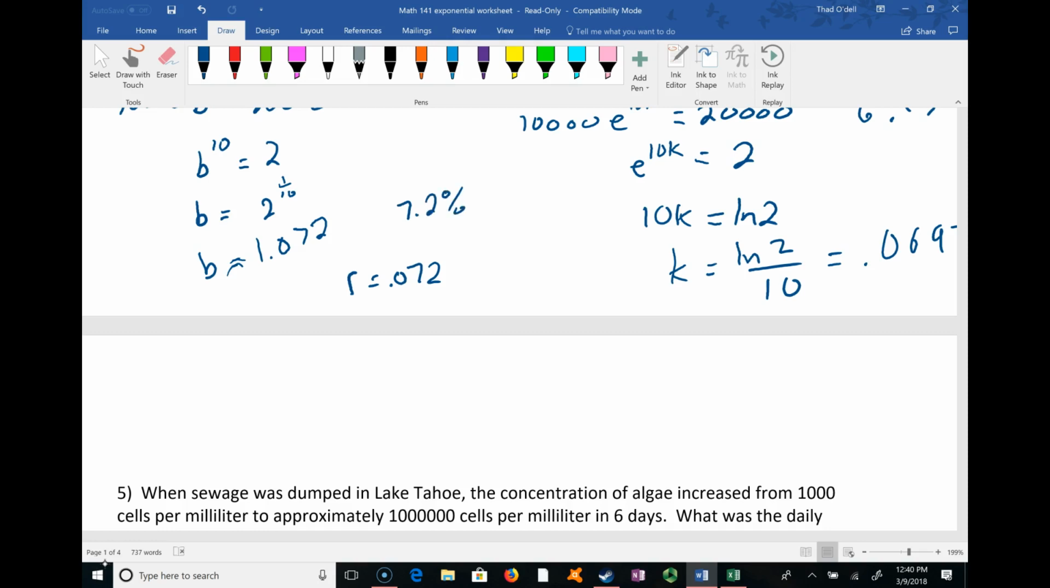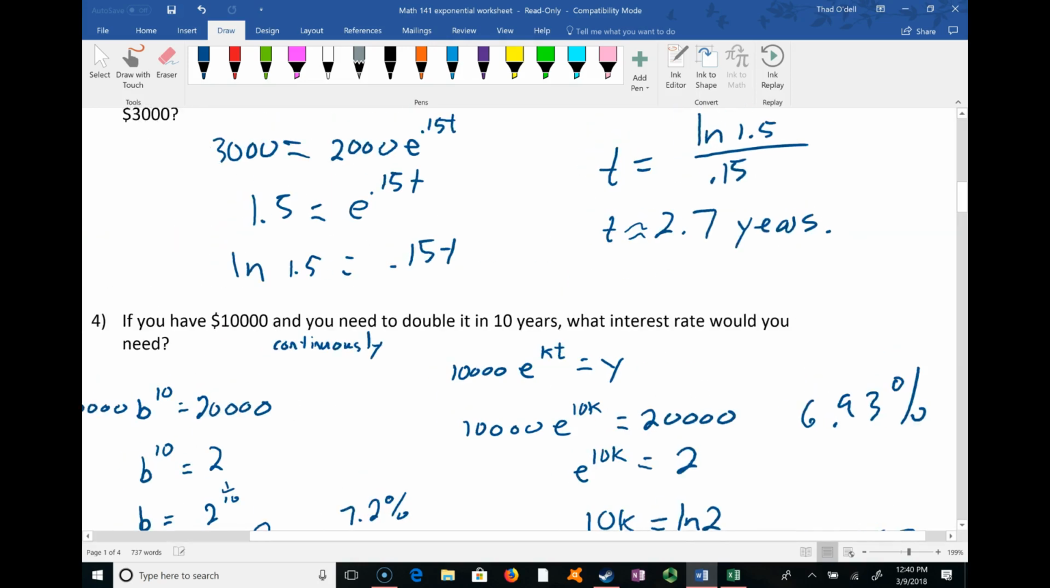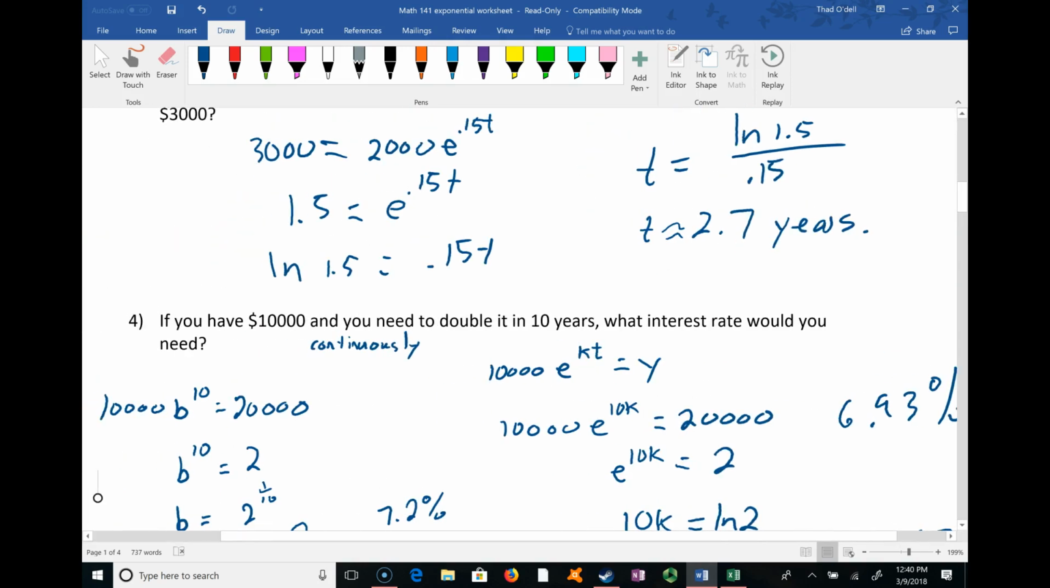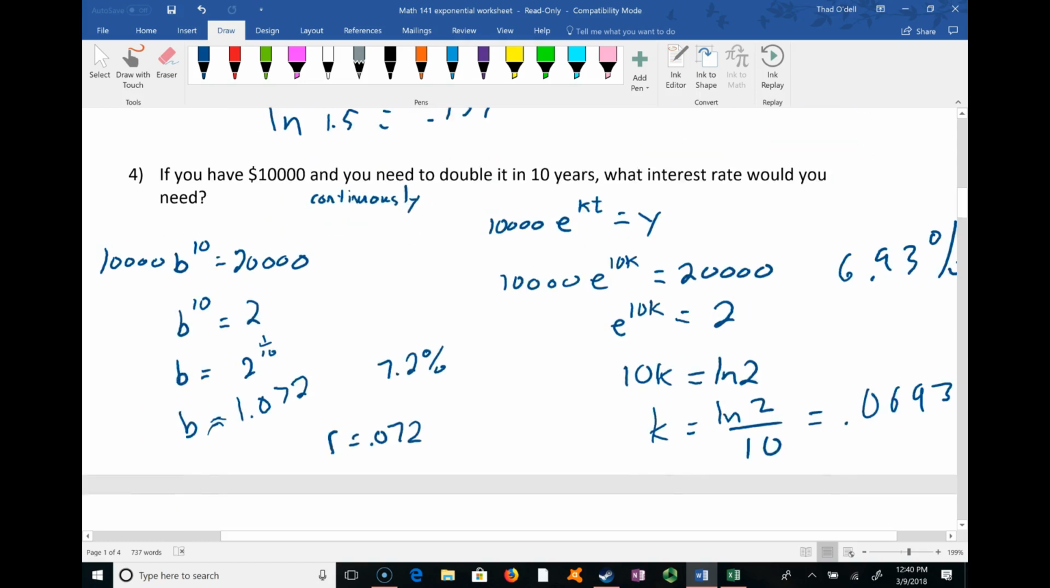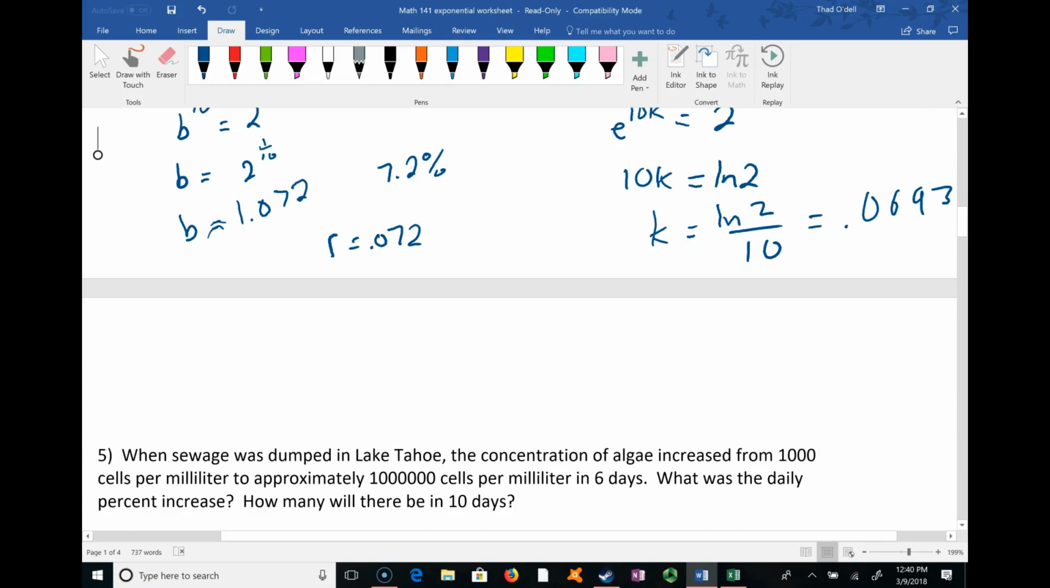Now the answers are different. Well, of course they're different because here is compounded continuously, there is compounded annually. So we would expect them to be different. Because when you're compounded continuously, you're getting money on your interest more often. So it actually grows a lot faster, as you can tell. Okay.